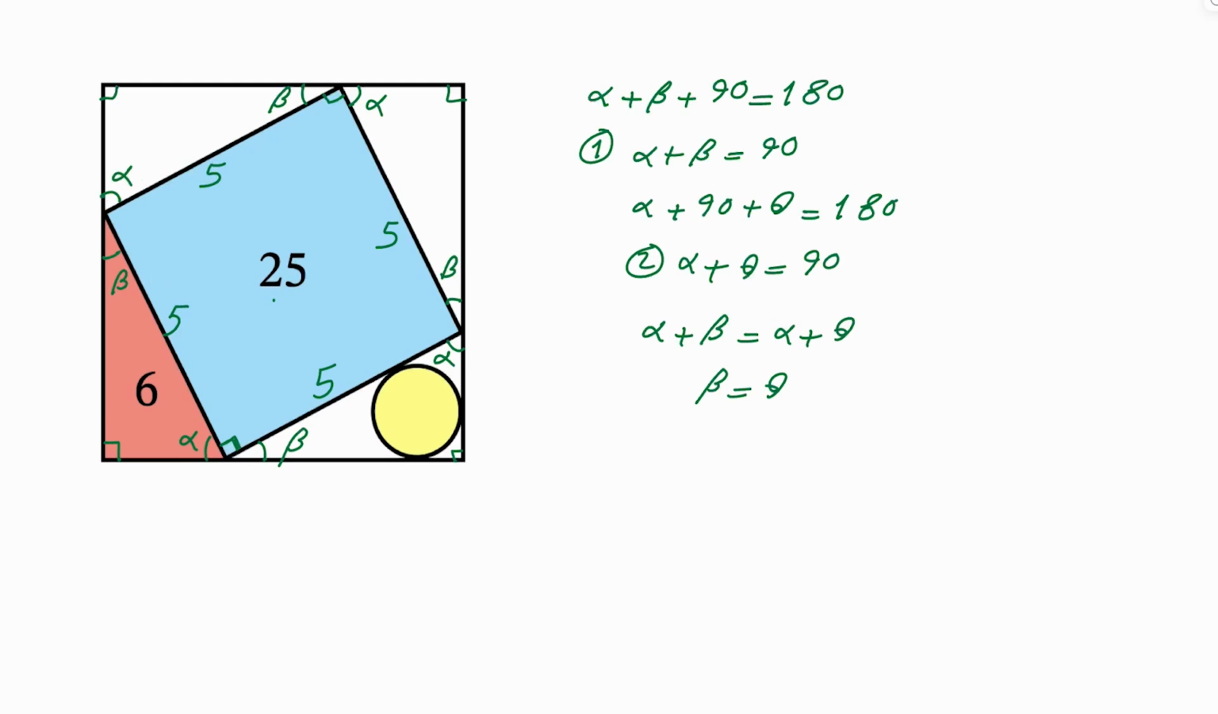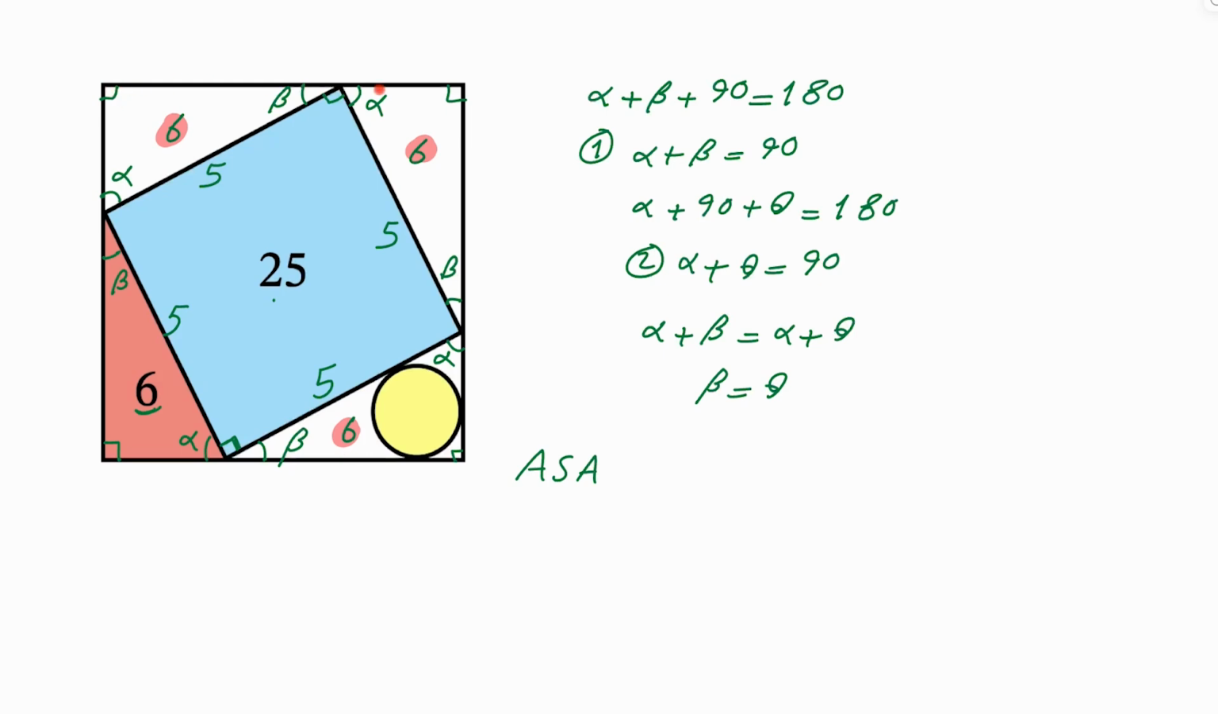So you can see that we have 4 triangles and all of them have alpha and beta, and also have these lengths which are equal. So we can use the angle side angle congruency theorem for these 4 triangles. So the area of one of them is 6, the area of the rest of them will also be 6. So we have 4 triangles with the area of 6.